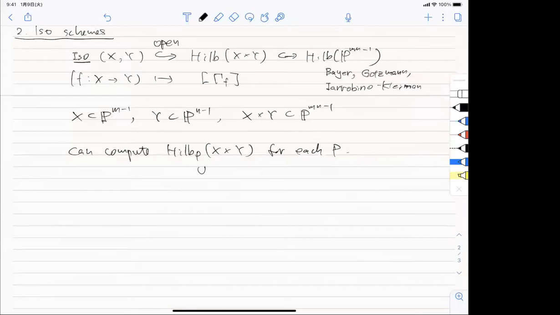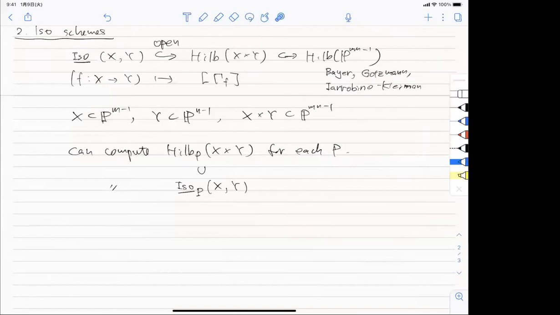So correspondingly to the decomposition of the Hilbert scheme by Hilbert polynomials, isoschemes also decompose, and there is a part of the isoscheme corresponding to each Hilbert polynomial. And we can compute this open subset, the open locus in the Hilbert scheme of graphs of isomorphisms from X to Y. So in summary, we can compute isoschemes for each Hilbert polynomial.